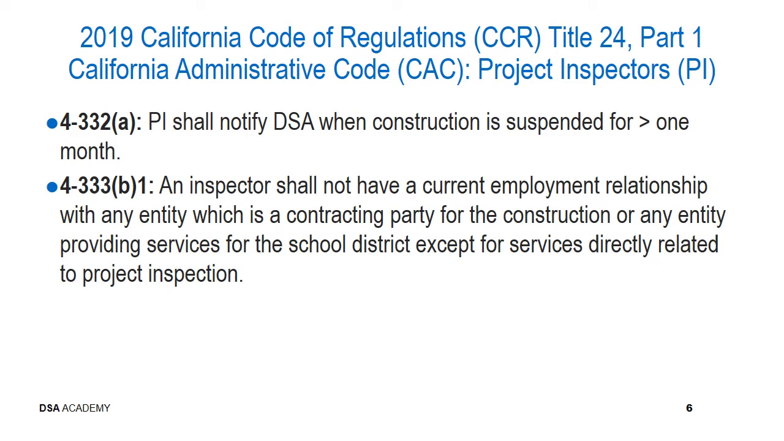Now moving on to the administrative code, and the regulations flow from the law. So in this section of the Administrative Code 4-332A, a project inspector shall notify DSA when construction is suspended for more than 1 month. And in 4-333B1, an inspector shall not have a current employment relationship with any entity which is a contracting party for the construction or any entity providing services for the school district. That's the school district, not just for a given project, that's the entire school district, except for services directly related to project inspection. And the reason for this last one is due to the concerns for a conflict of interest.